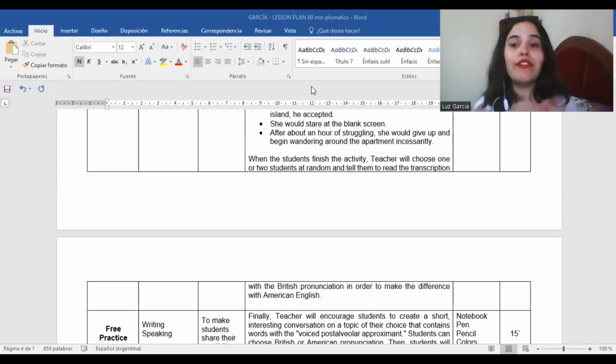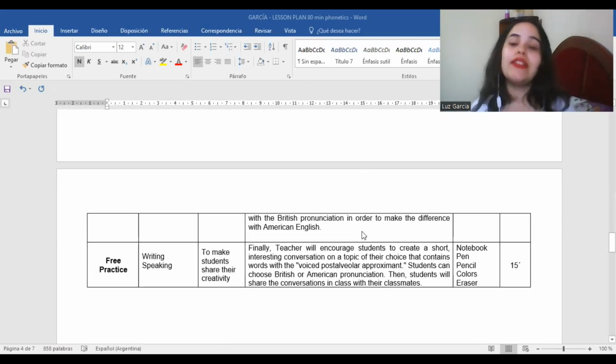And finally, the free practice stage. In this stage, my aim is to make my students share their creativity. Why? Because I will encourage my students to create short, interesting conversations on a topic of their choice that contain words with the voiced post-alveolar approximant sound. My students can choose British or American pronunciations, and then we share the conversation in class with their classmates.